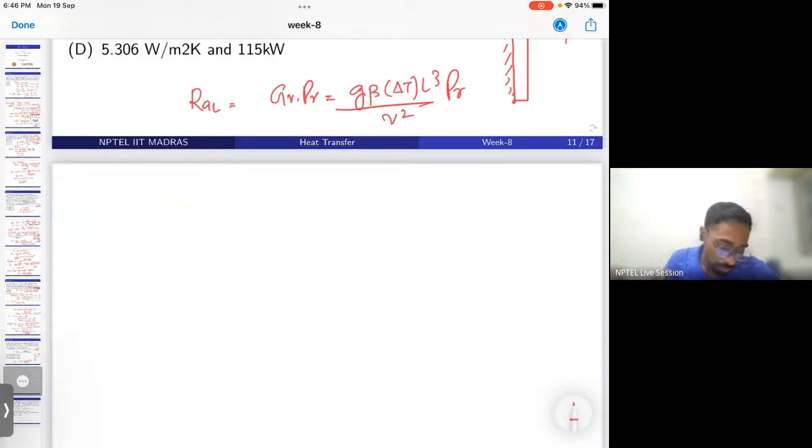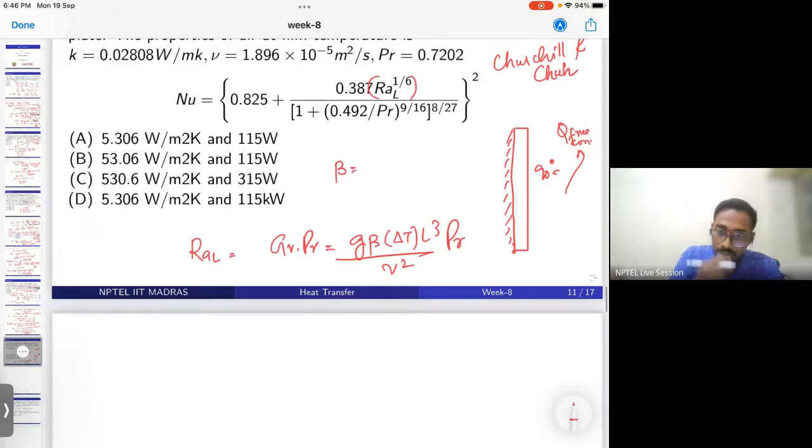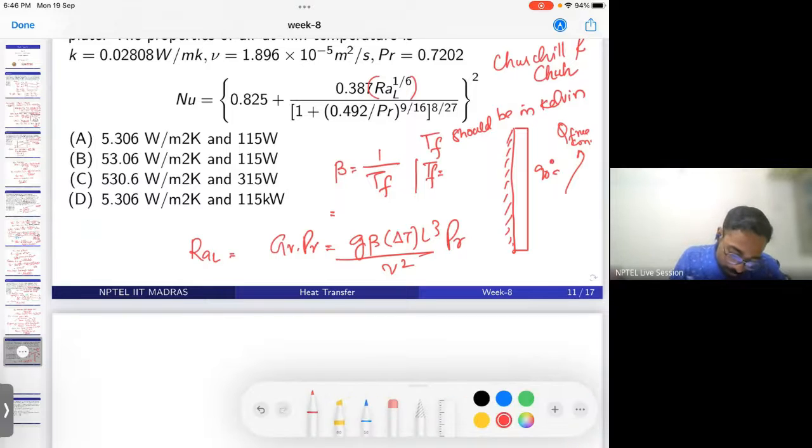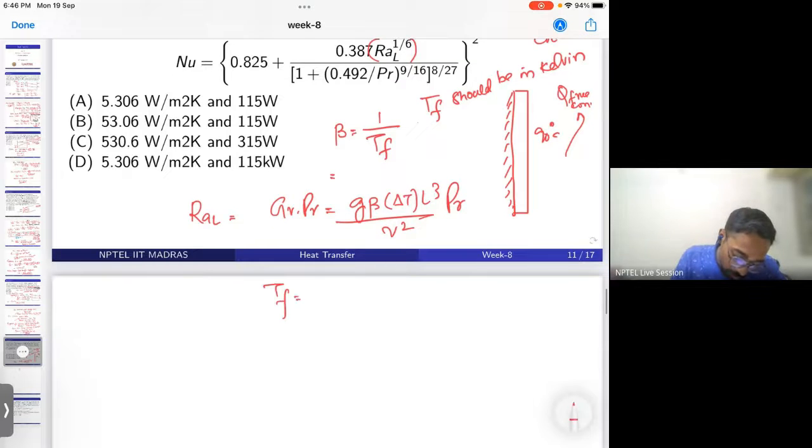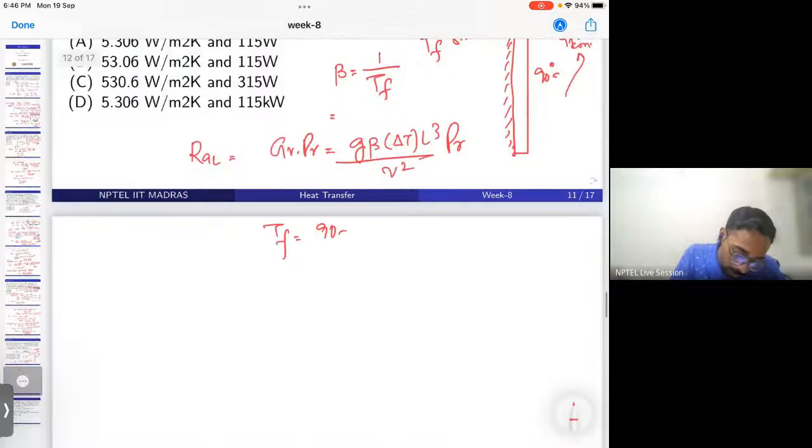Okay. So what is beta? Beta is the coefficient of volumetric expansion. So it is 1 by Tf, that is the film temperature. One thing you should consider is Tf should be in Kelvin. Okay. So what is the Tf here? Tf is equal to 90 plus 30 by 2, which is 120 by 2, which is 60 degrees Celsius. When we convert it into Kelvin, it will become 333.15 Kelvin.